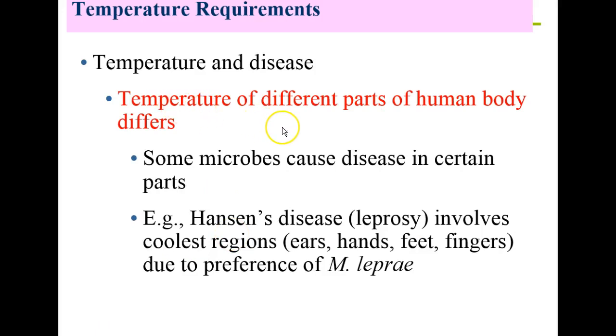Growth temperature range can also influence the parts of the body that a pathogenic organism may infect. For example, Mycobacterium leprae prefers a slightly lower temperature than most mesophiles. So leprosy typically appears in parts of the body that are coolest, like ears, hands, feet, or fingers.